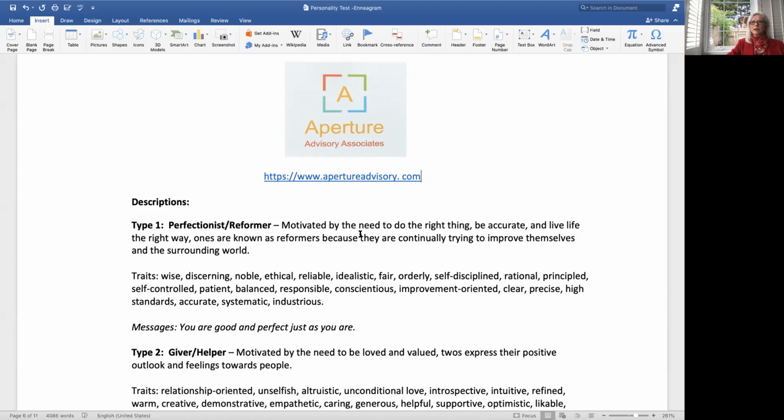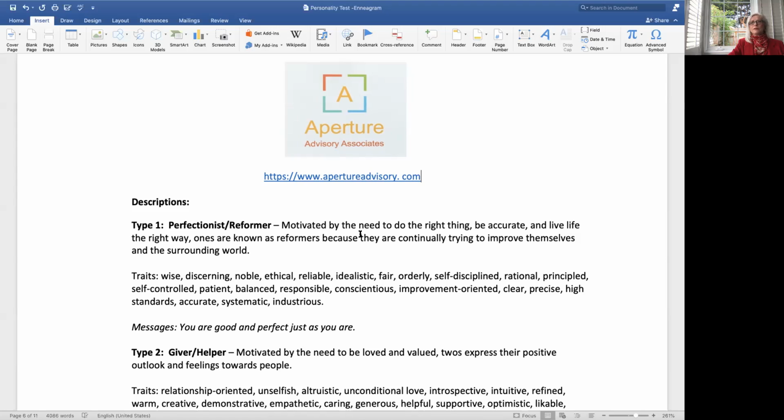And just realize that not everyone is a perfectionist reformer. So they may not be that focused on accuracy. They may not be that focused on ethics and principles like you are. And they may not be looking to reform or change the workplace environment.